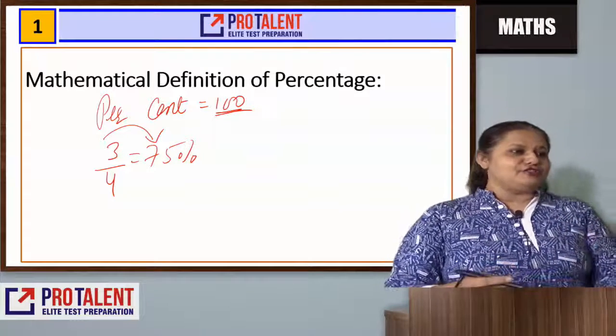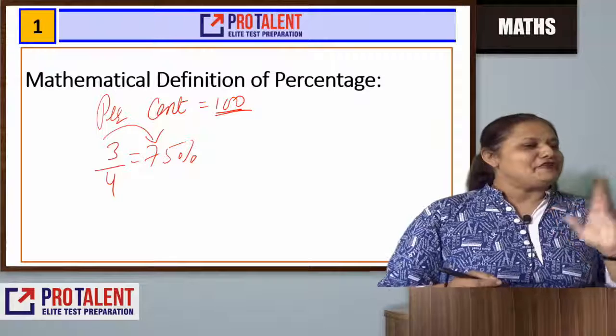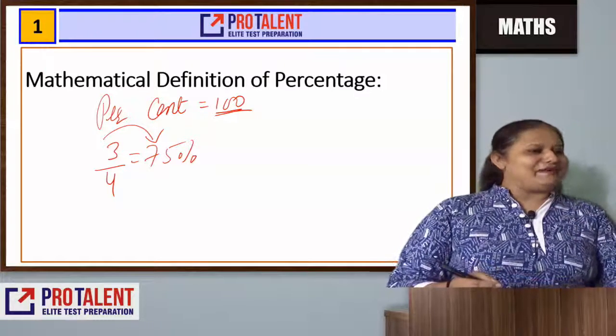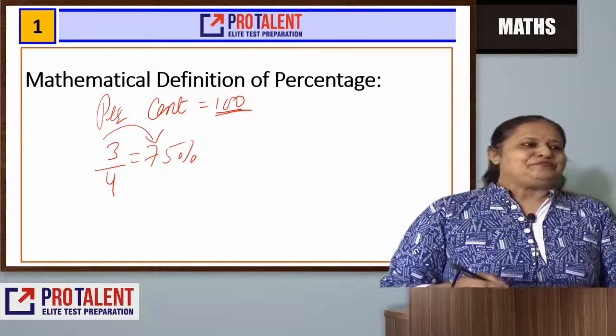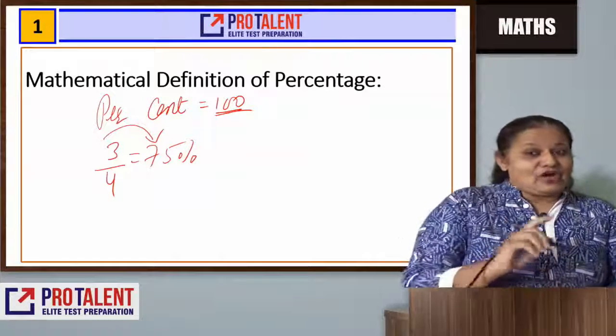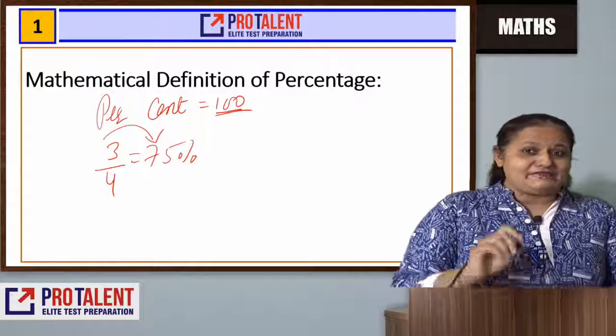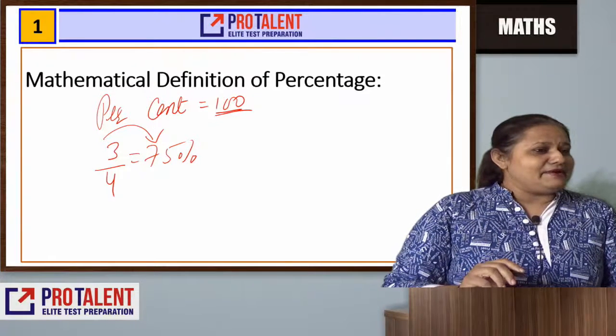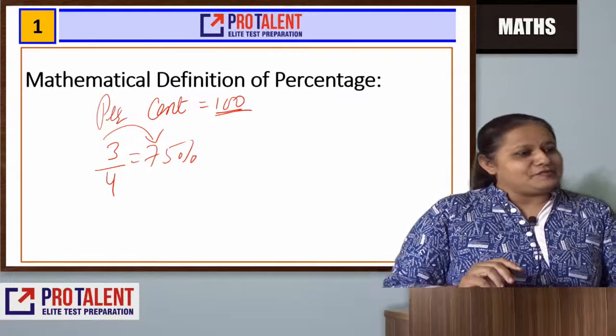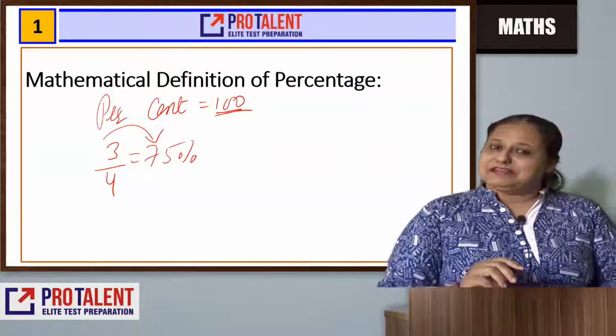Any one of you knows how it comes? 3 by 4. So, straightway Samayak, Rashid says it is 3 by 4 into 100. That's it. Okay, see, I am not saying this is wrong, but we should know. So, Samayak says that 3 by 4 is 0.75, so convert it into percent, multiply by 100, and there comes 75%.